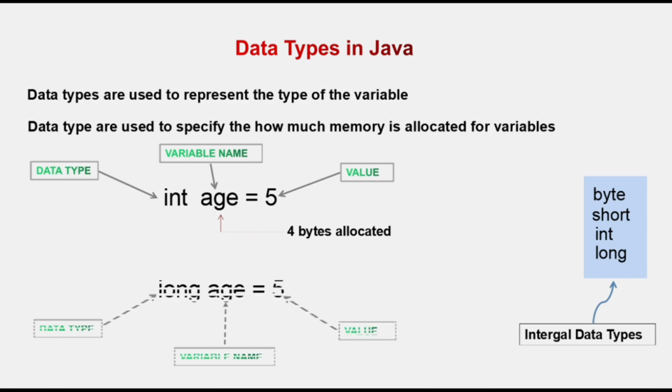So again, here I have written long age is equal to 5, meaning age is the variable name, it stores 5, this is the value, and here long is the data type. This variable will allocate 8 bytes of memory. So it totally depends on our requirement which data type we are going to use, and according to that this variable will allocate memory. So while writing our Java code we have to think about the memory allocation as well, that which type of data type, which type of variable.